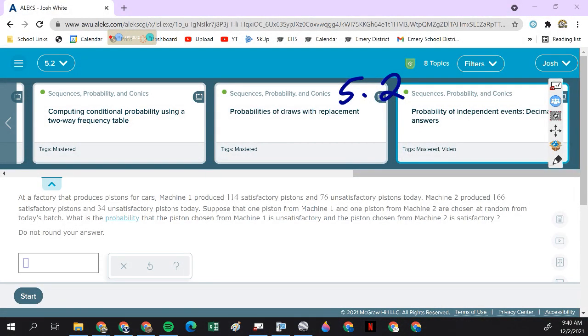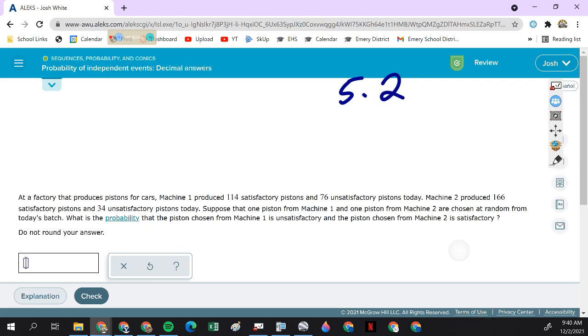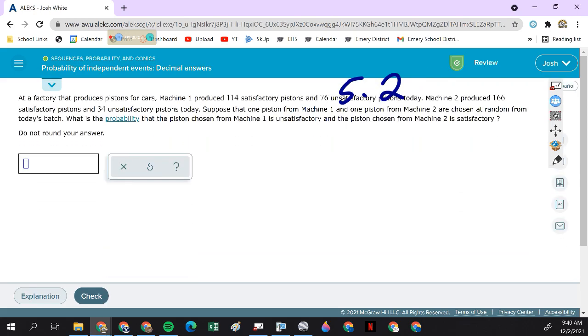5.2 today. A factory that produces pistons for cars. Machine 1 produces 114 satisfactory pistons and 76 unsatisfactory. Machine 2 produces 166 good ones and 34 bad ones. Suppose that one piston from machine 1 and one piston from machine 2 are chosen at random. What is the probability that the piston chosen from 1 is unsatisfactory and the piston chosen from 2 is satisfactory?